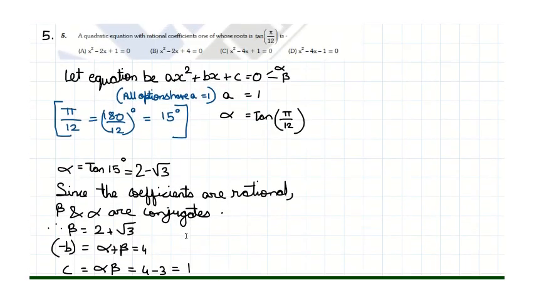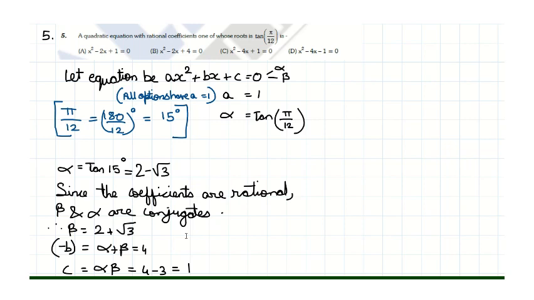In the fifth question, one root is given as tan pi by 12, that is tan 15 degrees. Tan 15 degrees has a value of 2 minus root 3, and since we got one root as irrational, just like the previous question, the other root would be the conjugate of the given root, which is 2 plus root 3. Now we can apply the equation of roots for a quadratic equation. Sum of roots is minus b by a and product of roots is c by a.